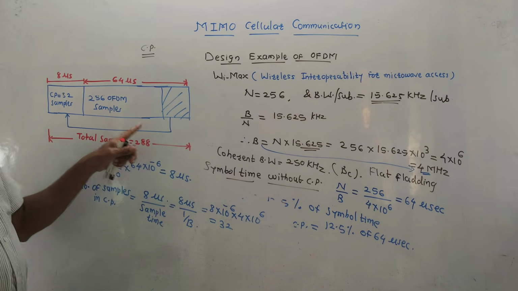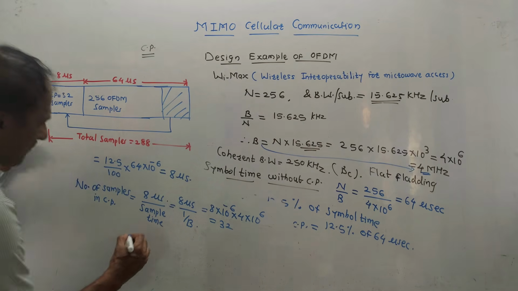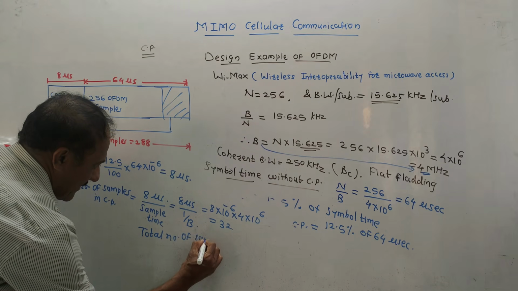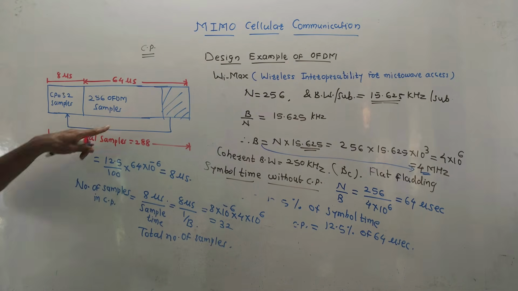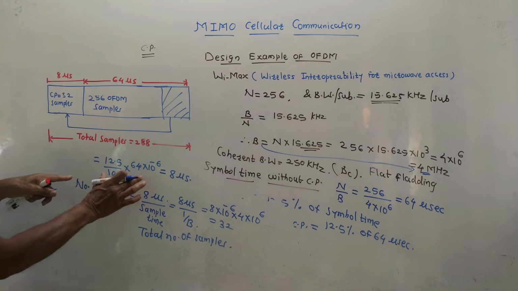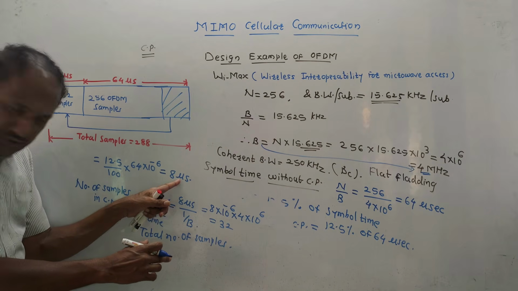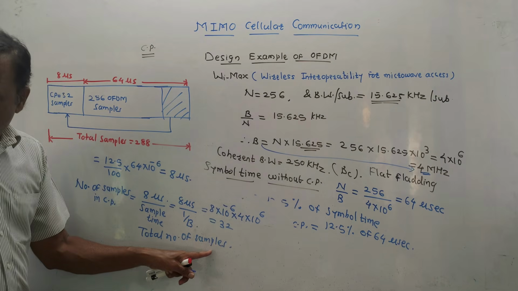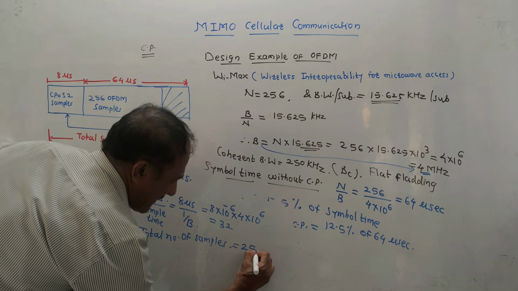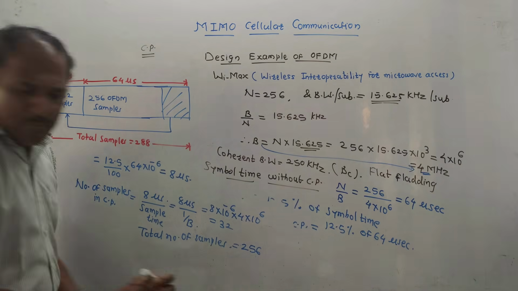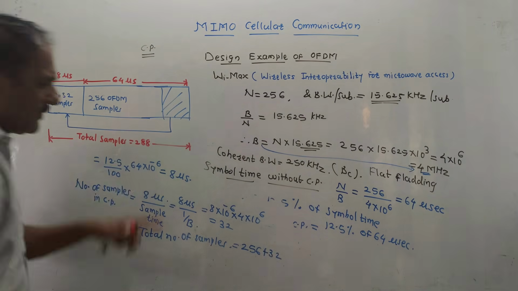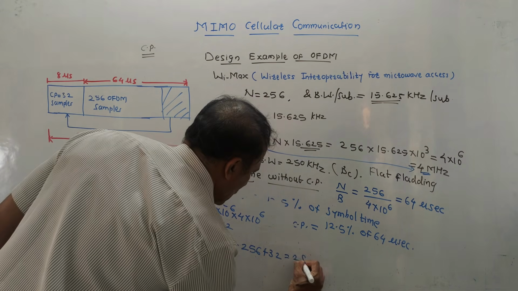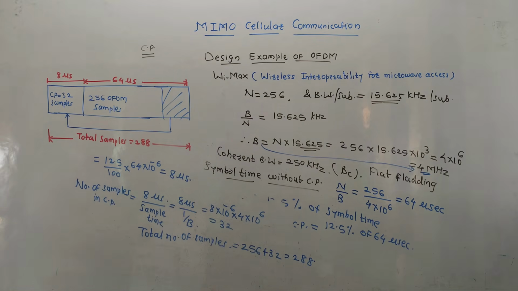Now we know that there are a total of 256 subscribers, so we can write the total number of samples. Now see what we did. If you use the cyclic prefix, we have calculated the time period required with the cyclic prefix, which is 8 microseconds. The number of samples in the cyclic prefix is 32. So the total number of samples: we know there are 256 subscribers, plus these 32 samples required for cyclic prefix coding. So it will be a total of 288. So 288 samples are required.